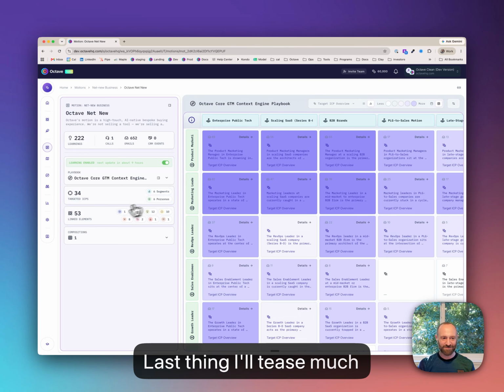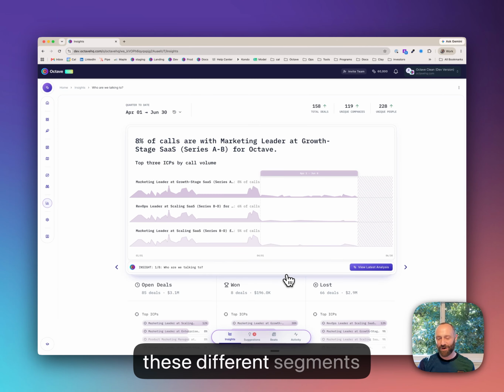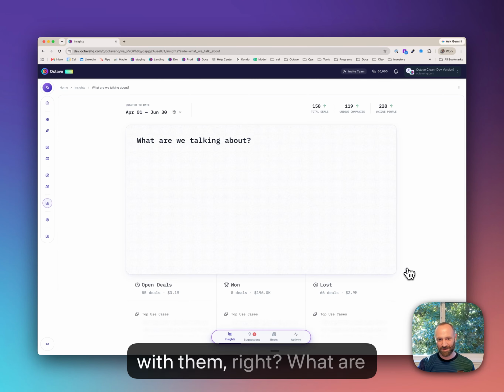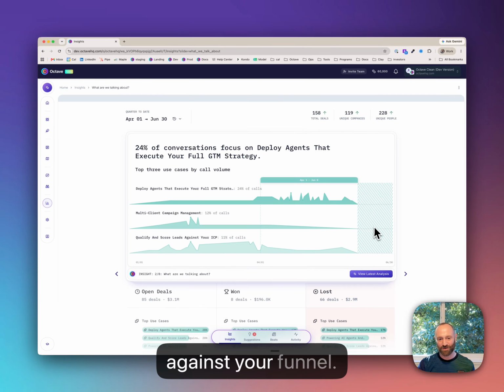Last thing I'll tease, much more to show later, but now we can derive many insights from this, right? So how are these different segments performing? What's working with them, right? What are we talking about? What's working in our calls and our deals, right? Mapped against your funnel. So tons more here.